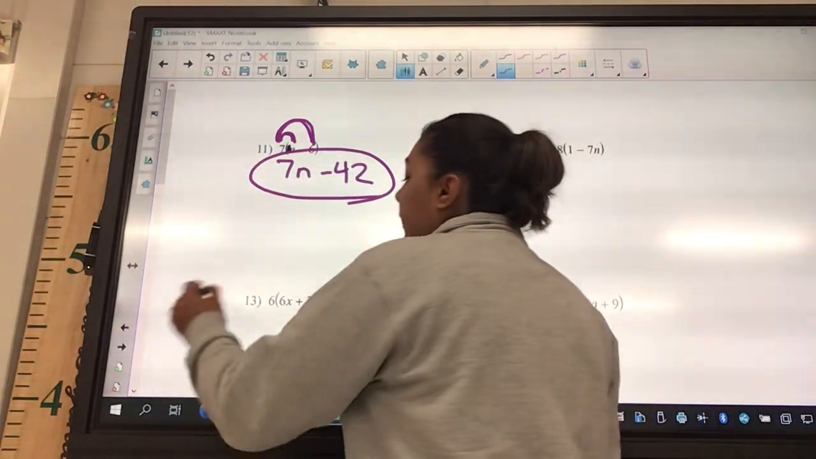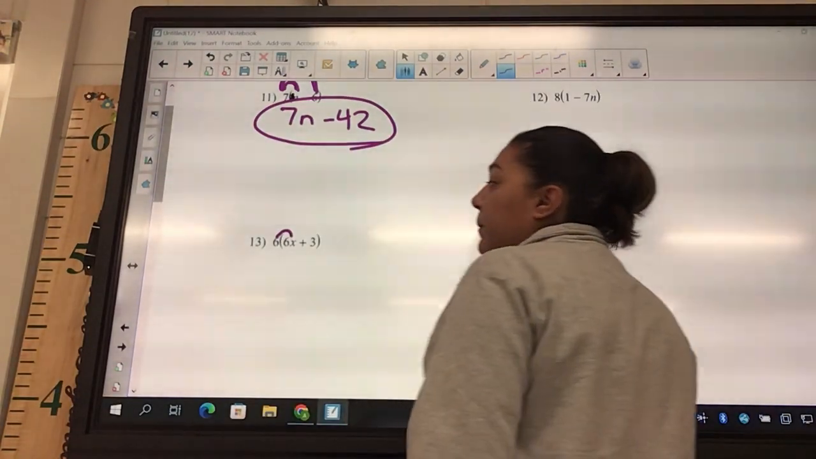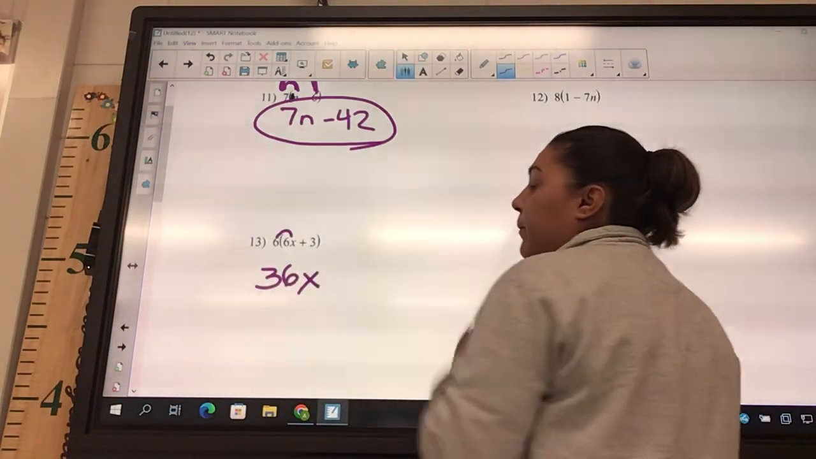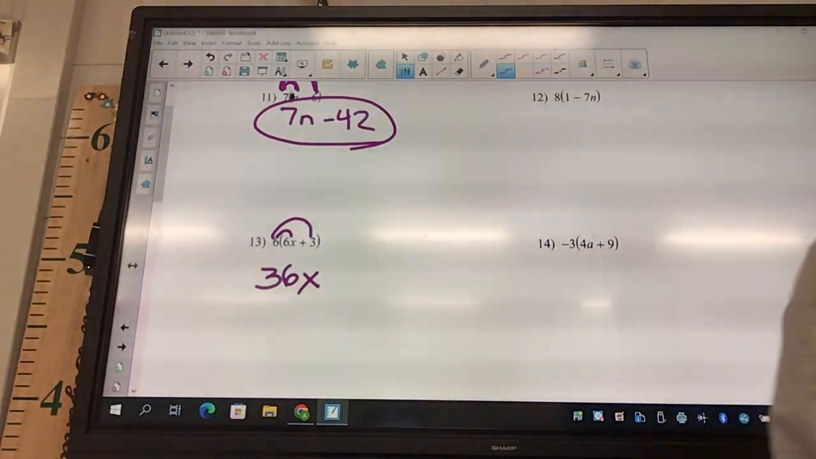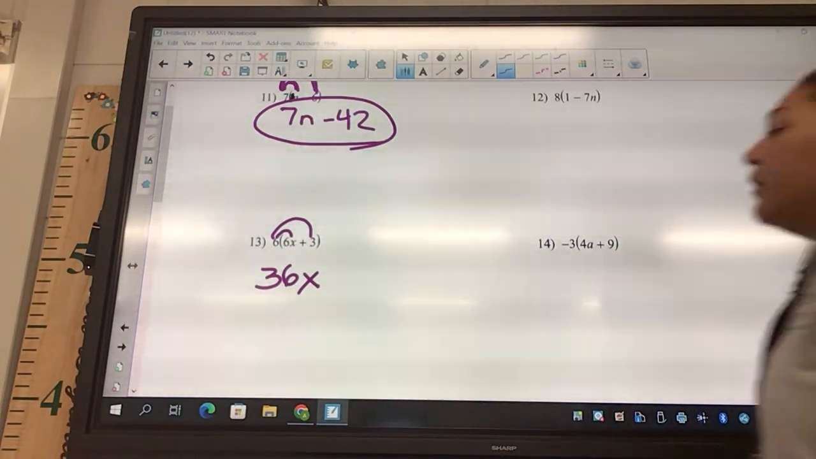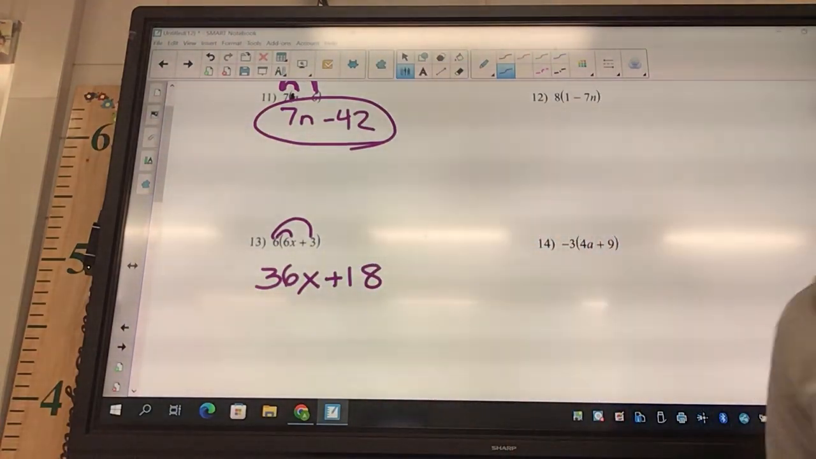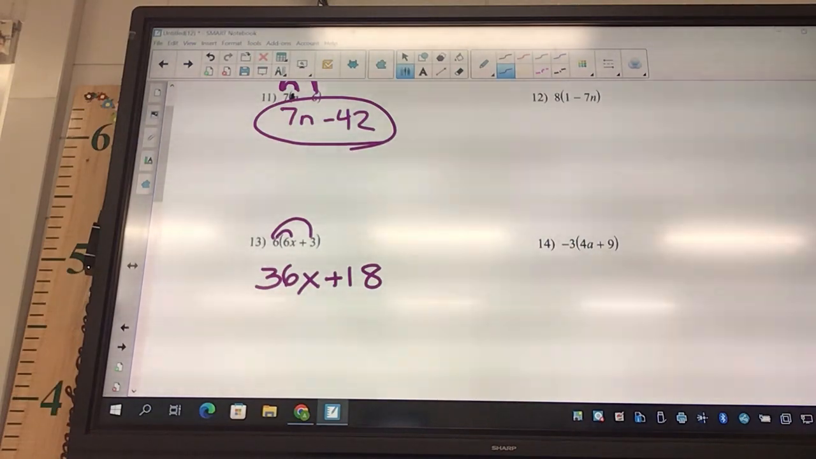Okay, look at 13. 6 times 6. 36. How many x's? 1. 6 times +3. So it's going to be a +18. How many x's? None. So we don't write any down. Can we combine anything? No.